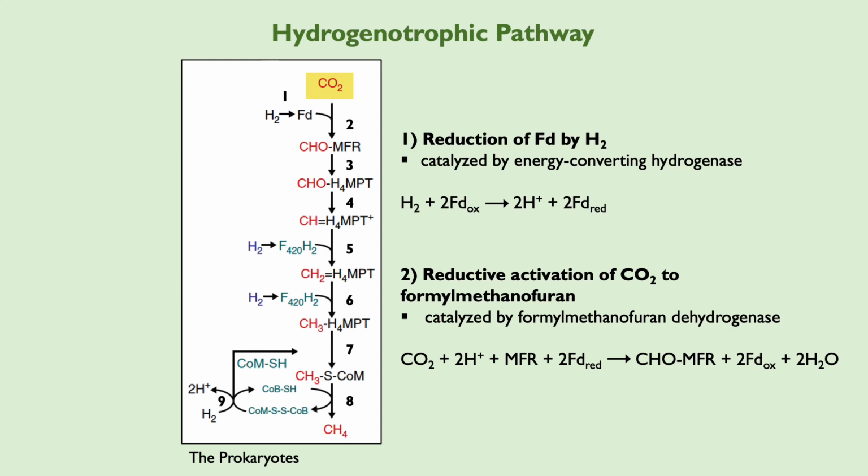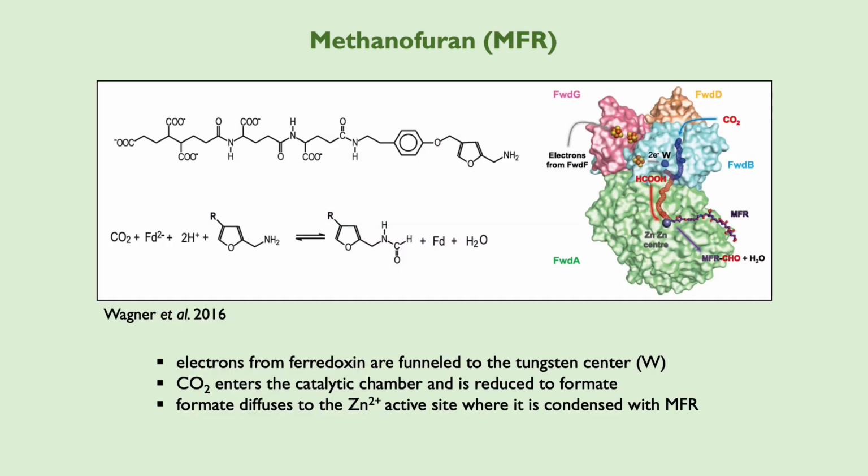And so we can look at methanofuran in a little bit more detail here. At the top, this is the structure of this coenzyme methanofuran. This part over here is 2-aminomethylfuran, and then it's conjugated to a phenoxy group. The structure of this thing is not terribly important, but significantly, this amino group here is the functional group where the formyl group is conjugated.